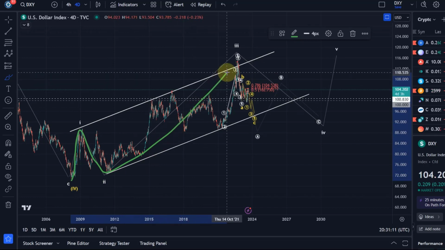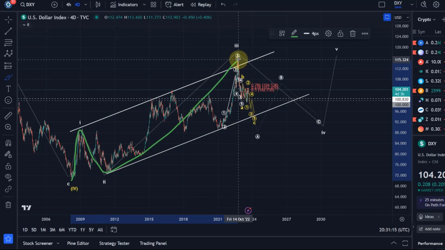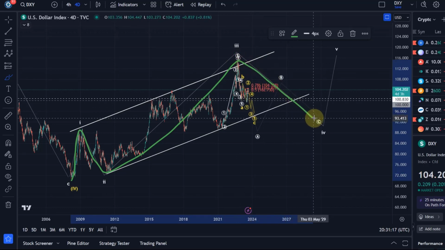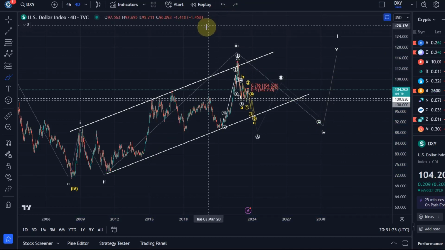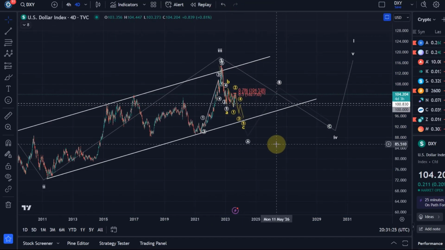All of this was a long wave 3. We topped last year in October. Then a wave 4 to the downside is unfolding right now, and a wave 5 to the upside still to come. Now, the fact that we are in a wave 4 itself already explains why it's quite boring at the moment on this chart, because a wave 4 is typically a very boring wave structure.